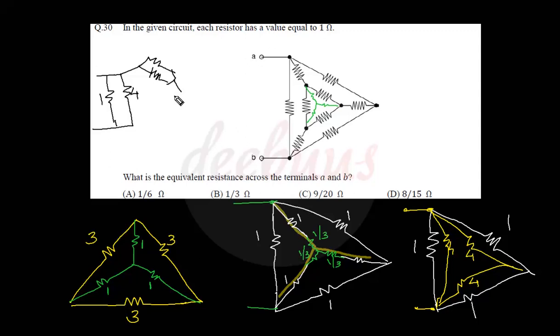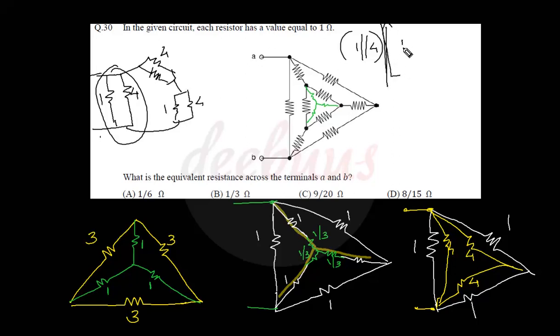Now again, 1 ohm in parallel with 4 ohm, and it is connected in this way: 1 ohm, 4 ohm, 1 ohm, 4 ohm. So that means the total impedance is 1 parallel 4, this combination, in parallel with 1 parallel 4 plus 1 parallel 4.